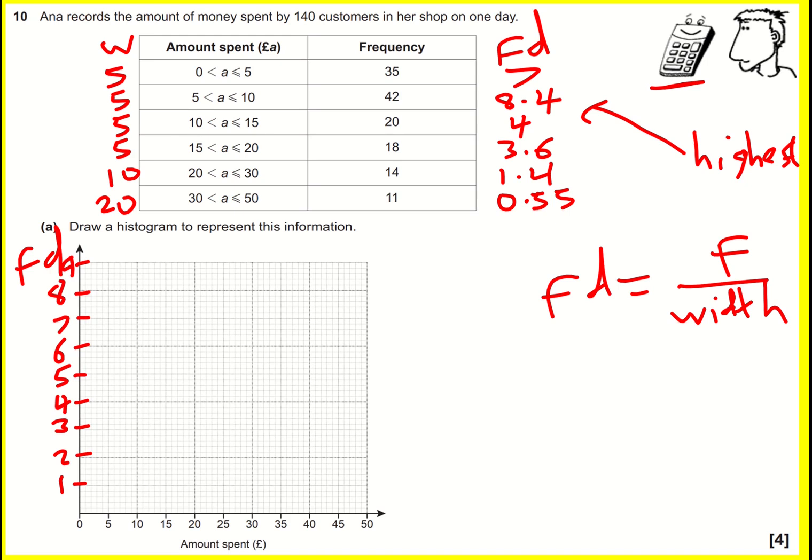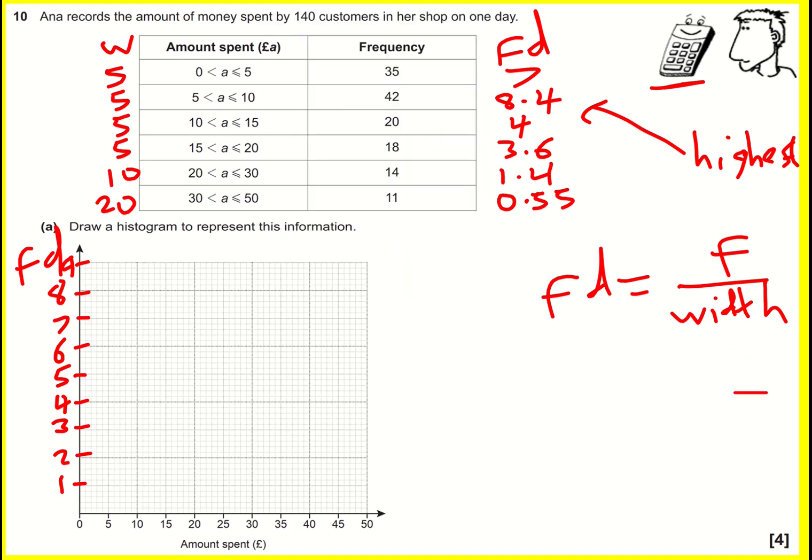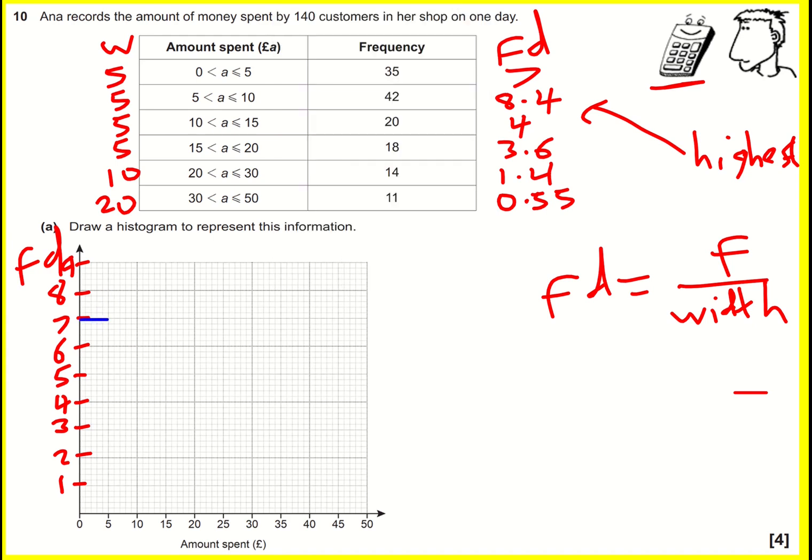Now, a histogram, just to remind you, is a bit like a bar graph. So we're going to be drawing bars, not just drawing points and joining them up. That's like a cumulative frequency graph. They're different things. They show different information. Okay, so I want to plot 7 between 0 and 5. I think I'm going to change my color. Okay, so just try and draw as accurately as you can.